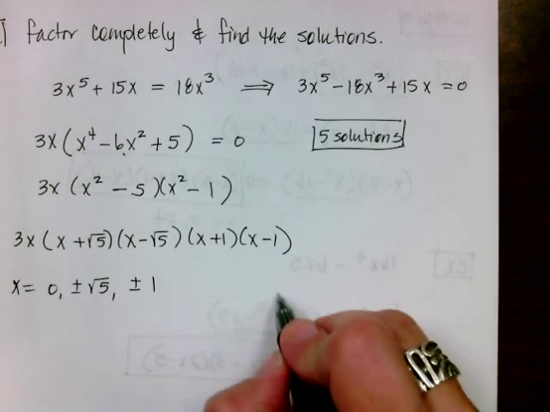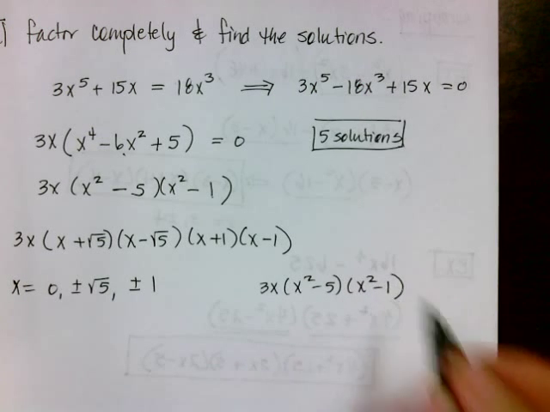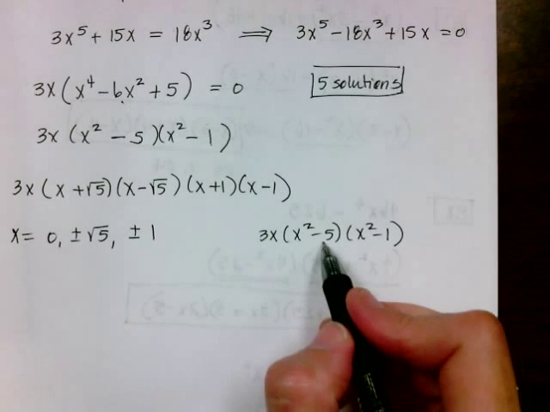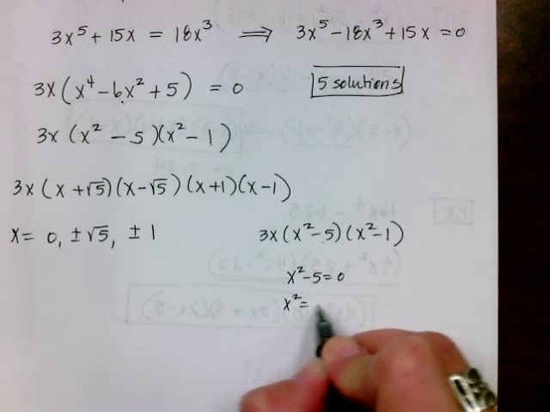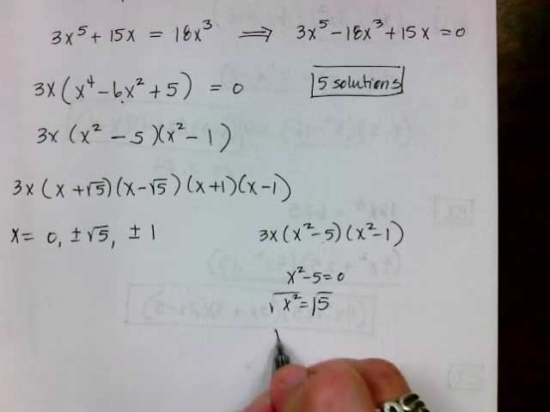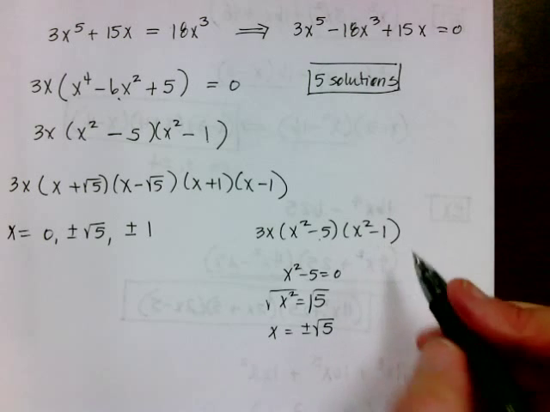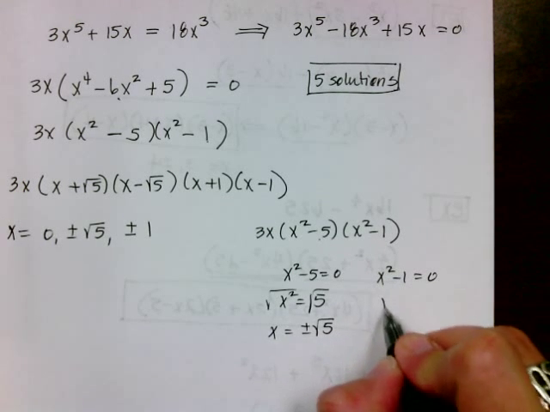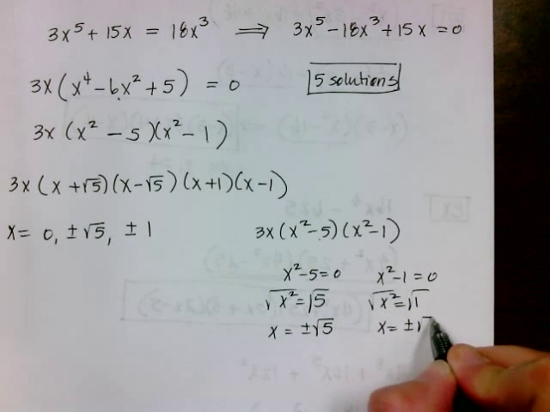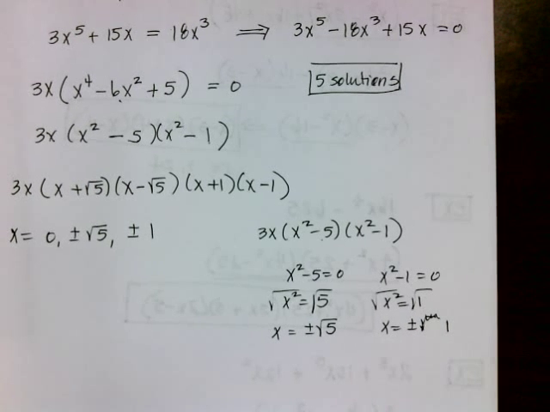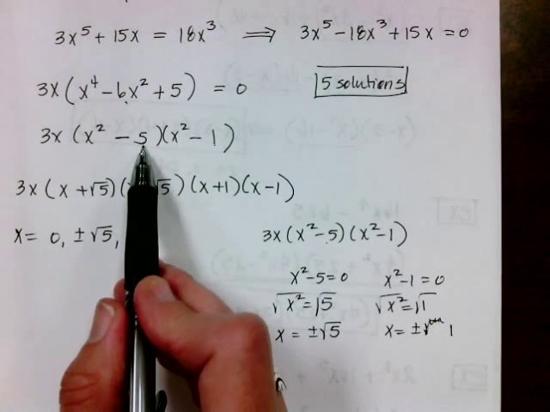So now let me show it to you a slightly different way, and I'm going to go back a step to the x squared minus 5 and the x squared minus 1. I can actually solve for x in both of these by setting them equal to 0. x squared minus 5 is equal to 0, so x squared would equal 5. Take the square root of both sides, and x would equal plus or minus radical 5. Do the same thing with this one. x squared minus 1 is 0. x squared is equal to 1. Take the square root of both sides, and I would get x is equal to plus or minus 1. So I got the same answers. It just looks weird because 5 is not a perfect square.